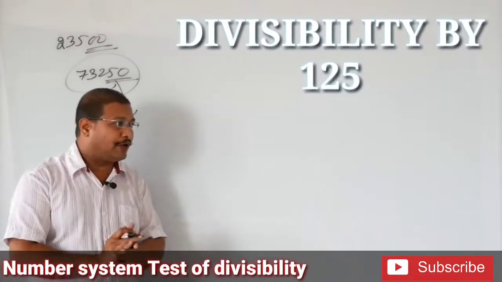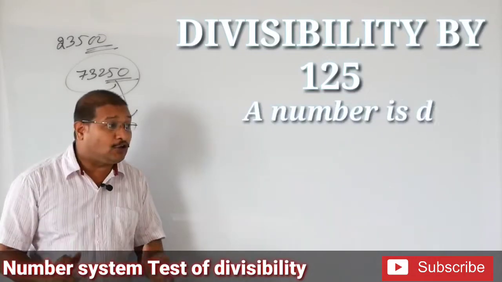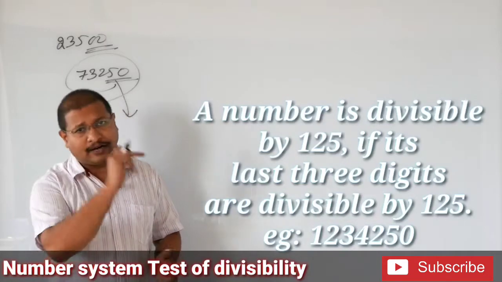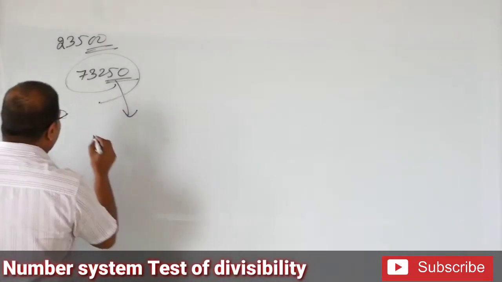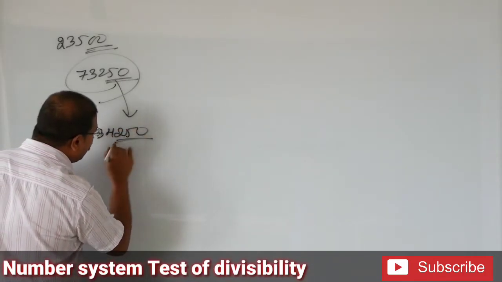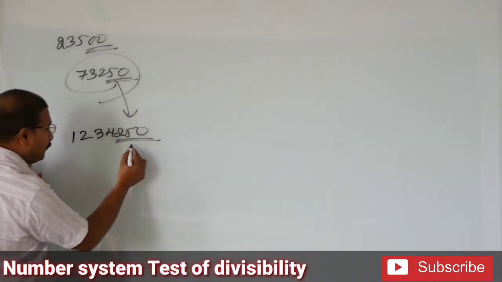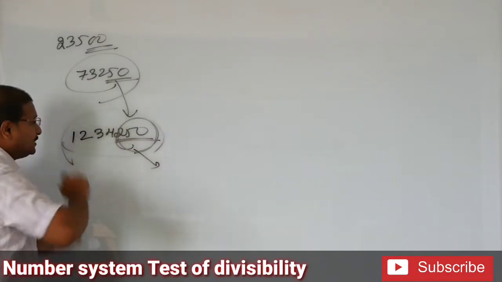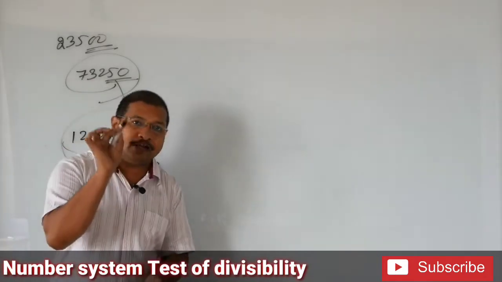Divisibility by 125. A number is divisible by 125 if its last three digits are divisible by 125. Let's see now, 1, 2, 3, 4, 2, 5, 0. The last three digits are 250. 250 is 125 into 2. That means the entire number is divisible by 125.